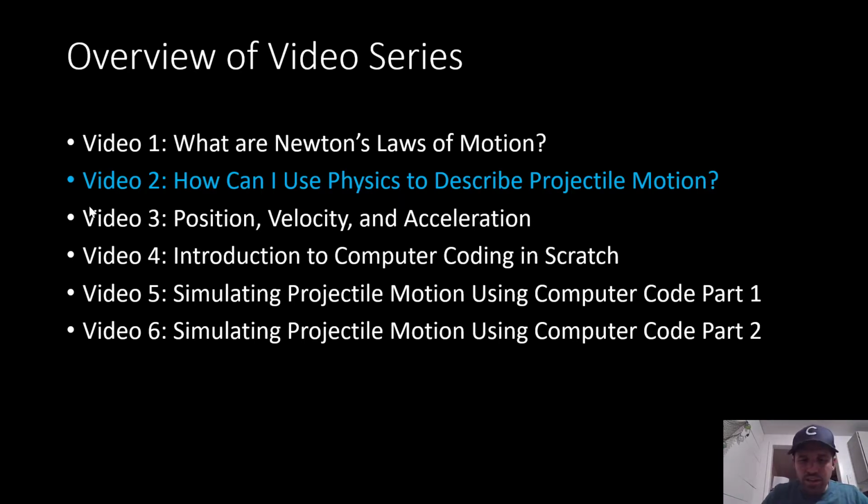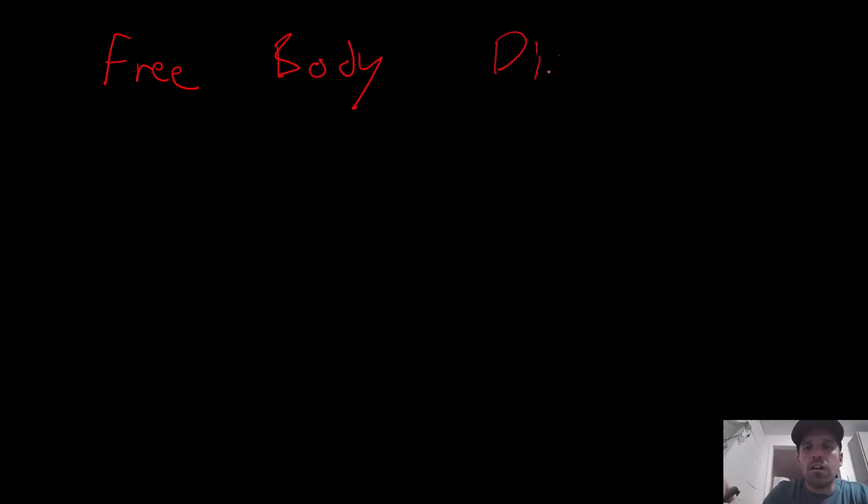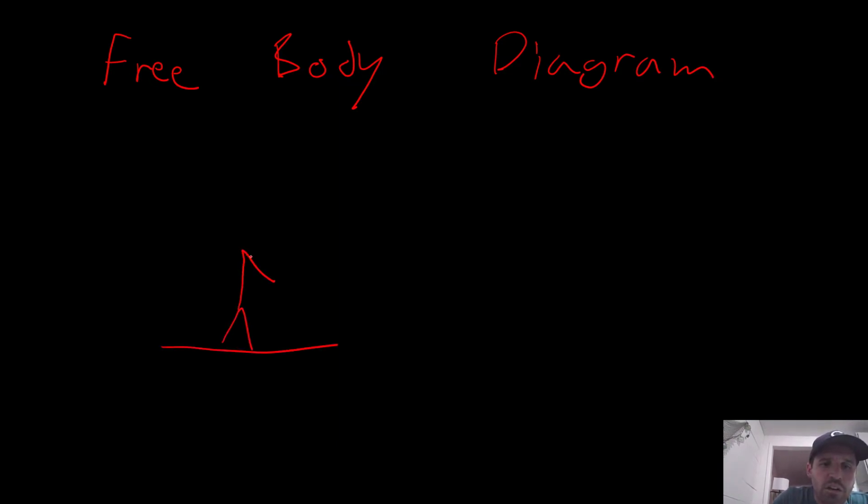So what we're going to do today is I'm going to introduce you to this concept of something called a free body diagram. And really what a free body diagram is, it's just a way for us to stop and think about a system. It could be a person or a person in an environment. And we just want to start thinking about what are the different forces that are acting on that system or that object.